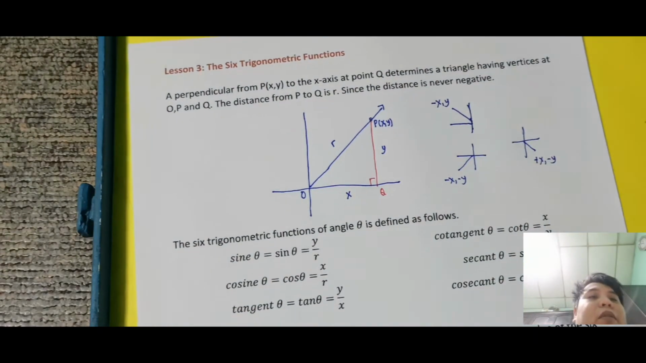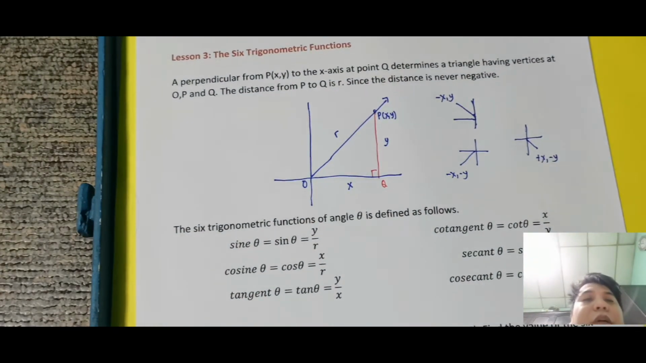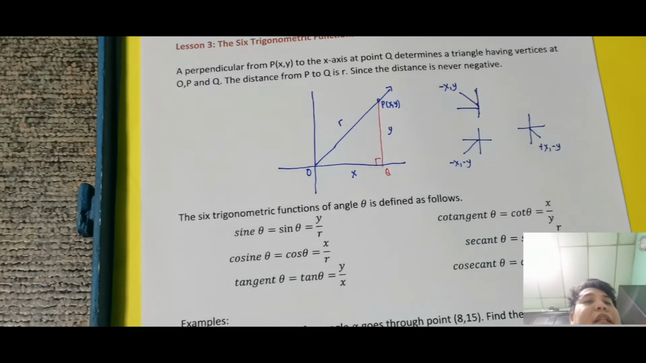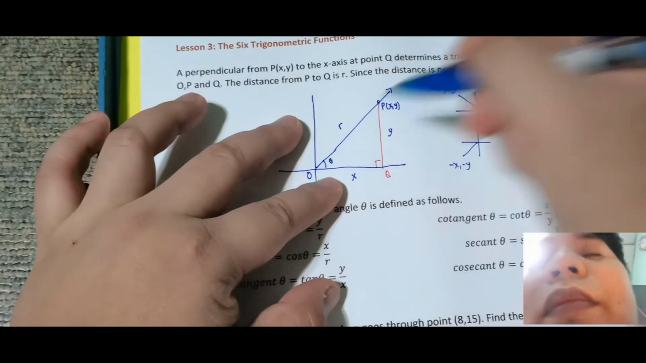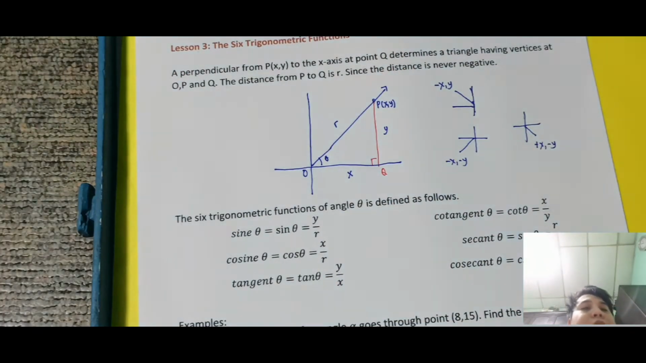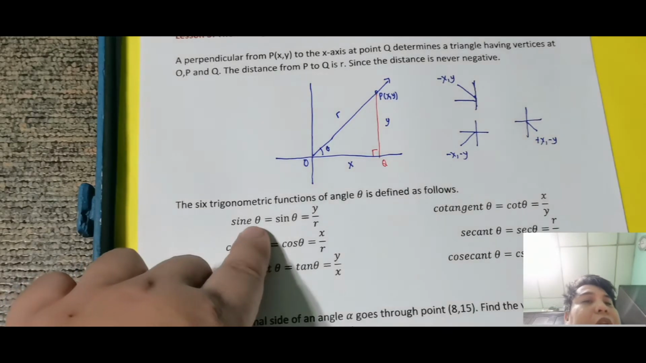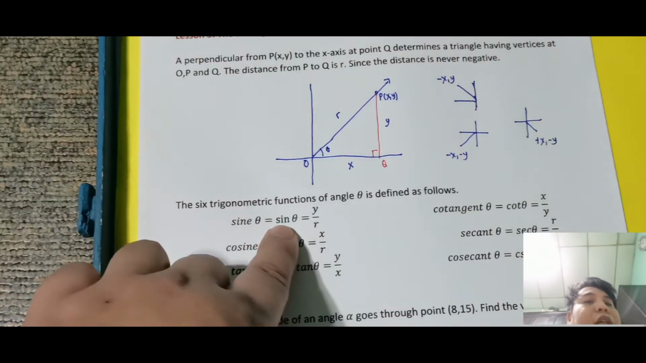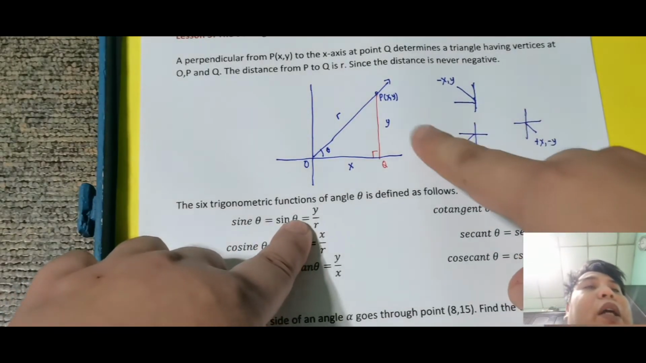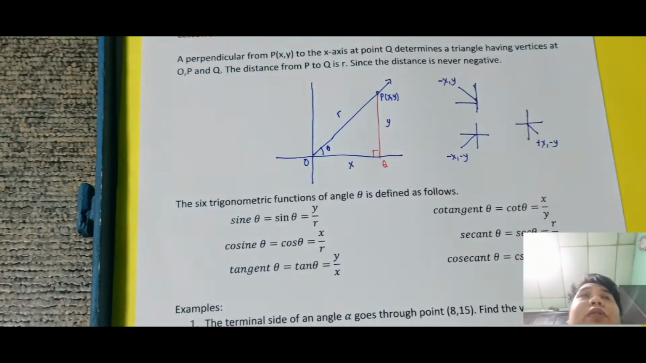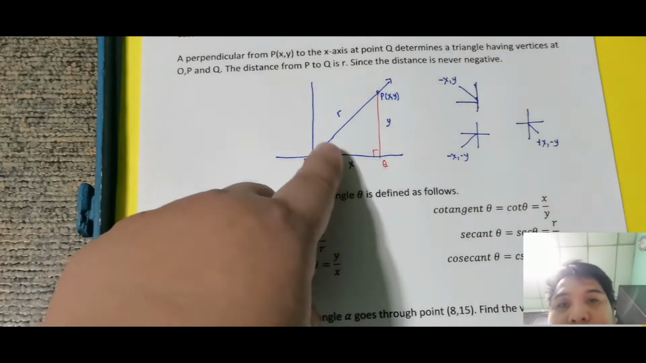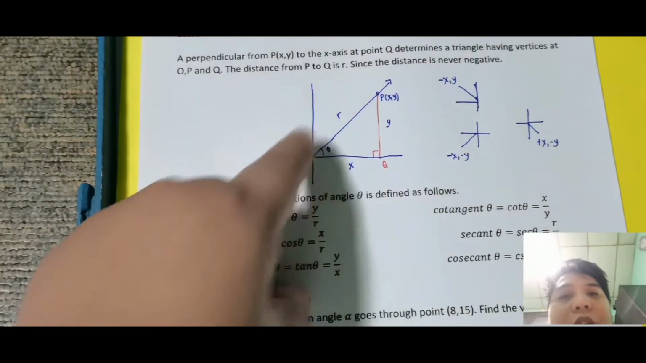Okay, so hoping na gets niyo yan. Ngayon, let us define the 6 trigonometric functions of angle theta. So, let's say ito yung angle theta. Okay, so angle theta is defined as follows. Sin theta is equal to y over r. Ayoko munang banggitin yung opposite over hypotenuse, adjacent over hypotenuse. Ang basehan muna natin is sin theta is y over r.